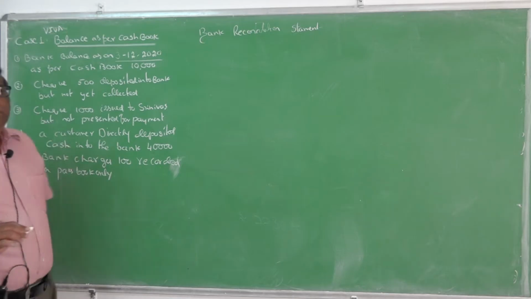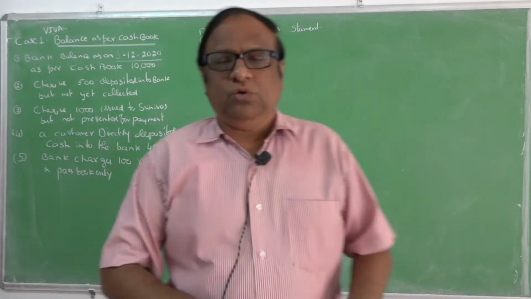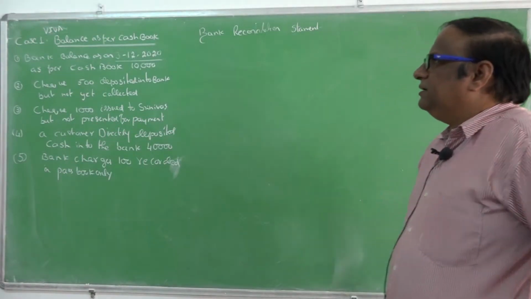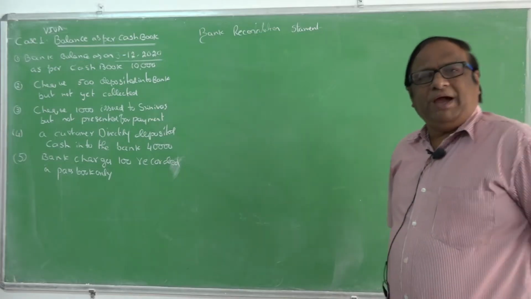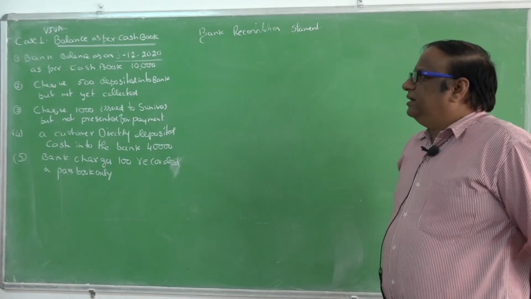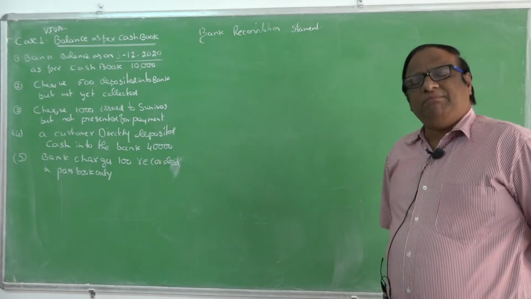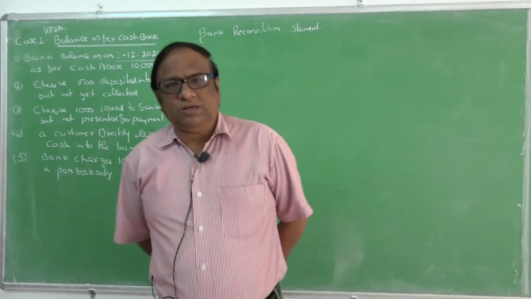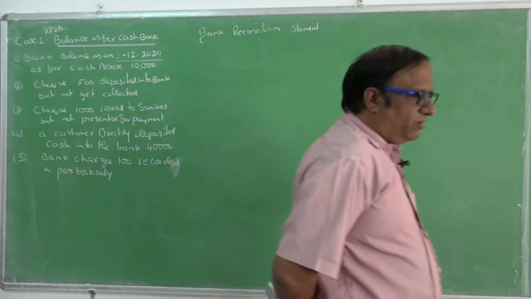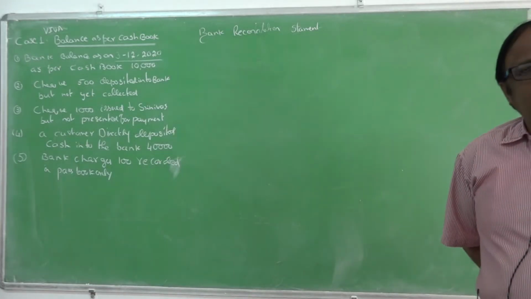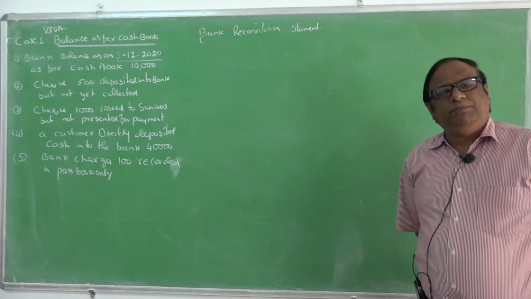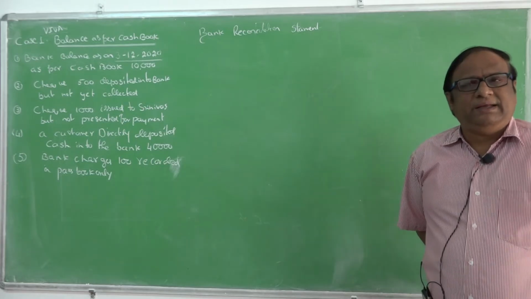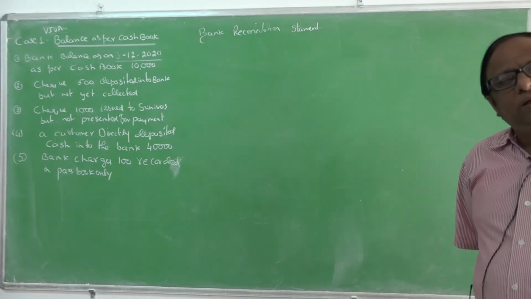These are the errors he has found. When our accountant prepared the cash book bank column, he found that 10,000 rupees is the bank balance as per cash book. But when he verified the passbook, there is a difference in the bank balance as per passbook. The passbook is a book prepared by the banker and the cash book is prepared by the accountant.